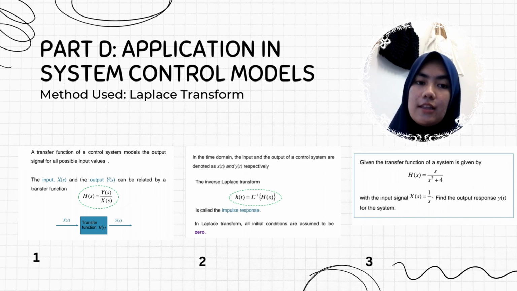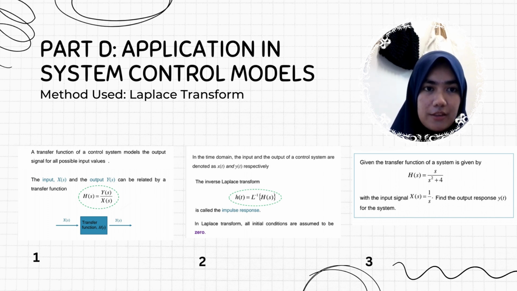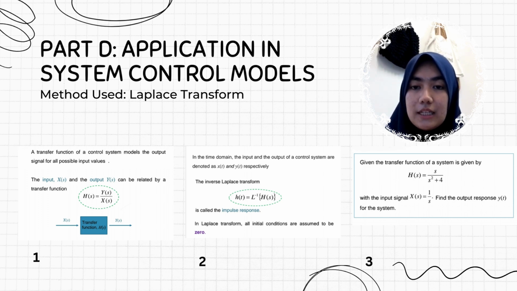So firstly, I will explain the transfer function of a control model, the output signal for all possible input values. We use the input as X and the output as Y(s), which can be related by the transfer function. So from the figure, we have the transfer function H(s) and the output Y(s). We can use this to solve the equation.